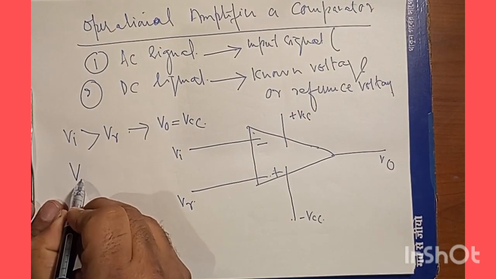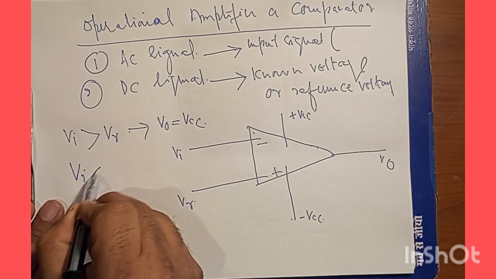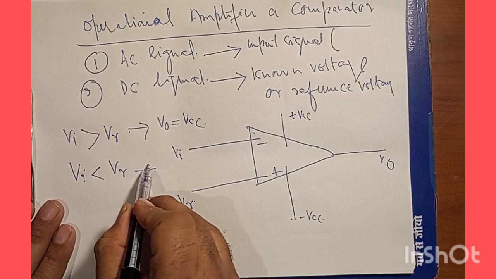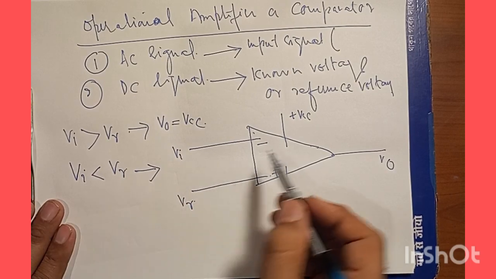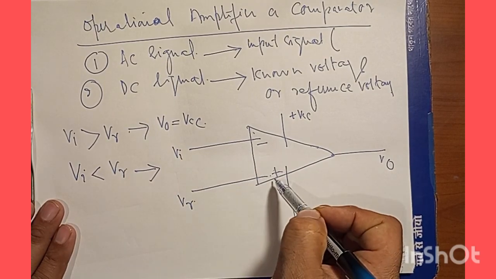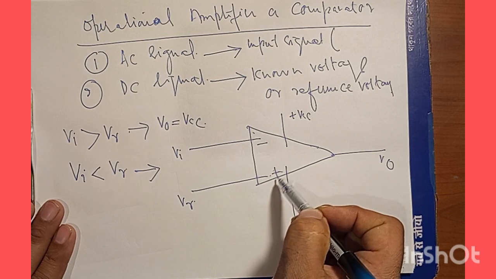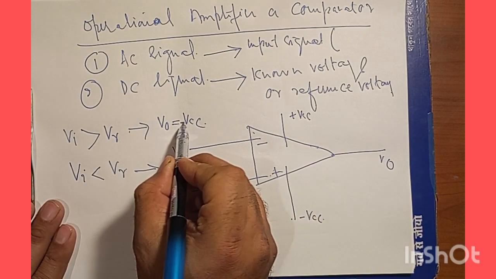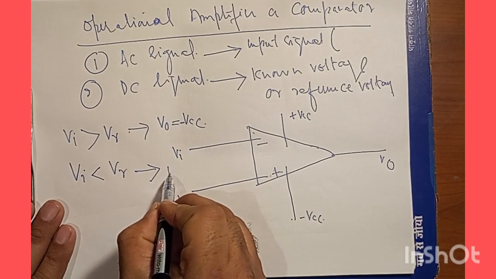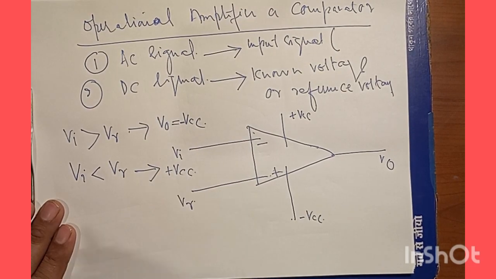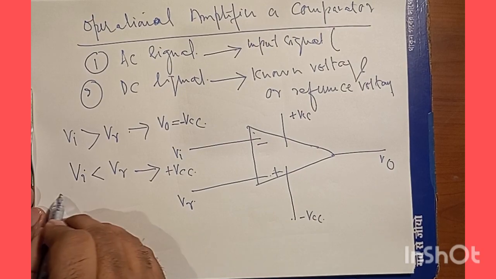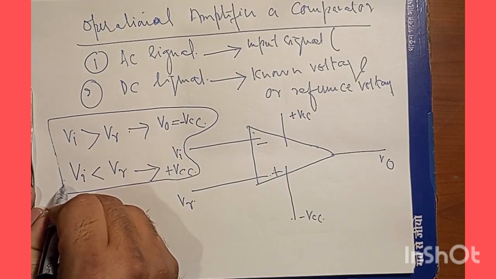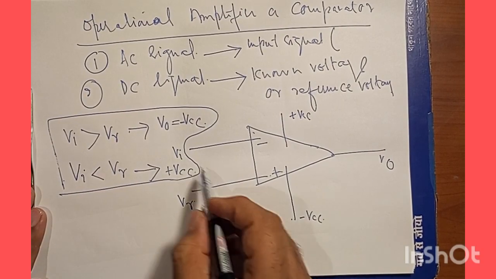Now, if I have VI less than VR, that means overall, in the previous case it should have been negative, and in this case it will be plus VCC. Now the reverse is also possible.